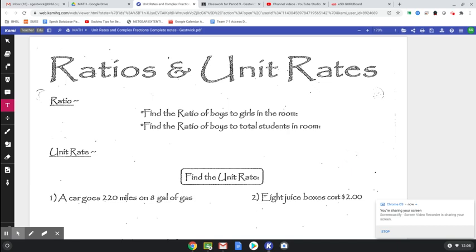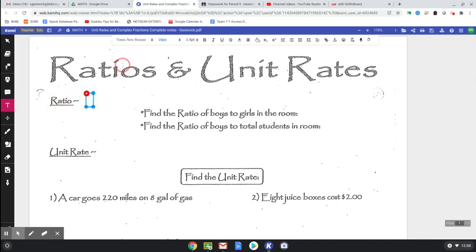Okay, we are going to talk about ratios and unit rates. So a ratio really compares two different quantities.